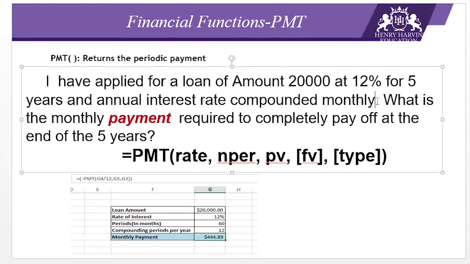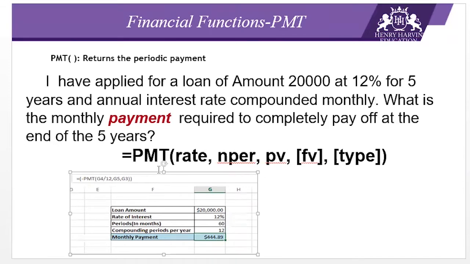If you look at this, what is the question? What is the calculation we have to perform? The question is: what is the monthly payment required to pay off this loan completely at the end of 5 years? 20,000 is the loan amount, 12% is the interest rate, and we have to make the full payment in 5 years. So what is my periodic payment if it is monthly? You can see the example below.